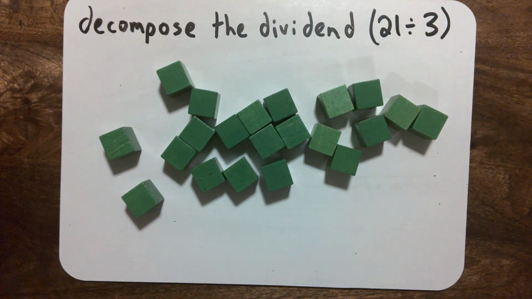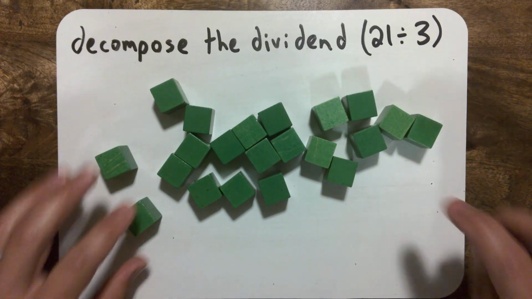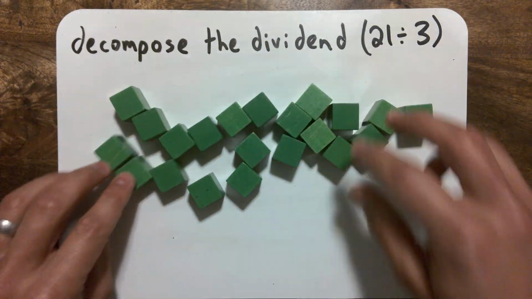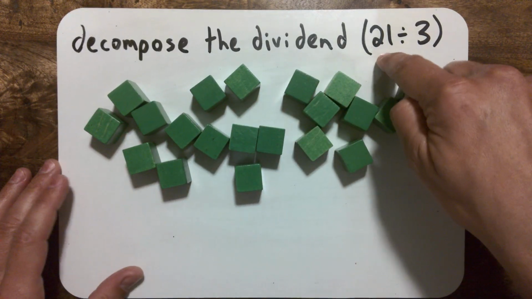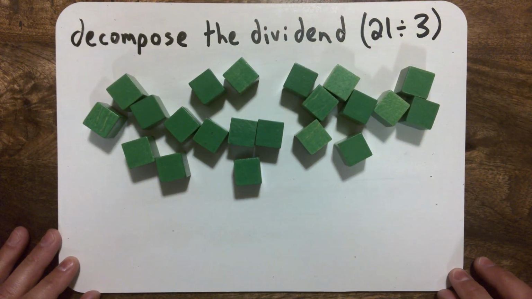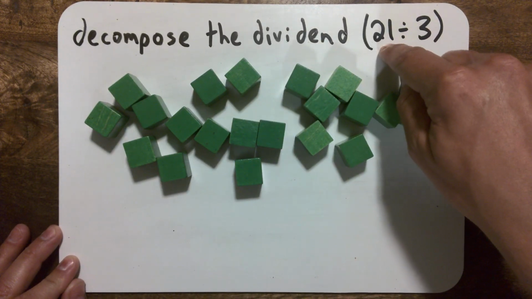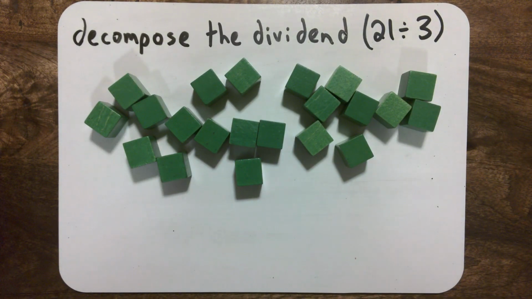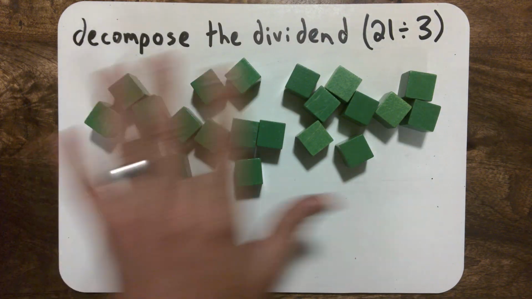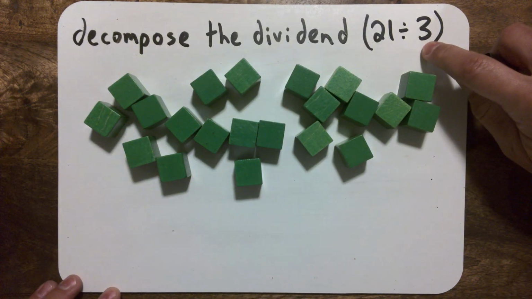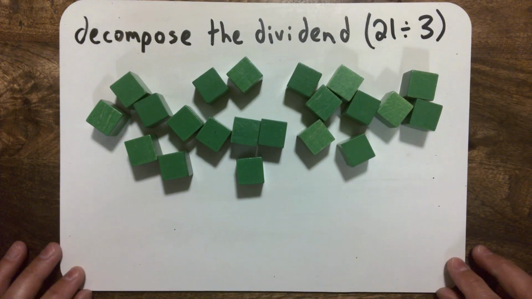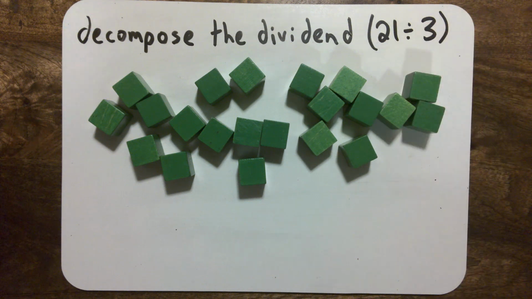This next one will be called decomposing the dividend. Okay, so here we have 21 cubes. Our dividend is that first number in a division expression. So we're going to decompose this number, this 21. In the concrete model, if we have all 21 cubes, we'll say our divisor 3 is the number of groups here. Maybe we don't know how many would be in each of those 3 groups from 21.